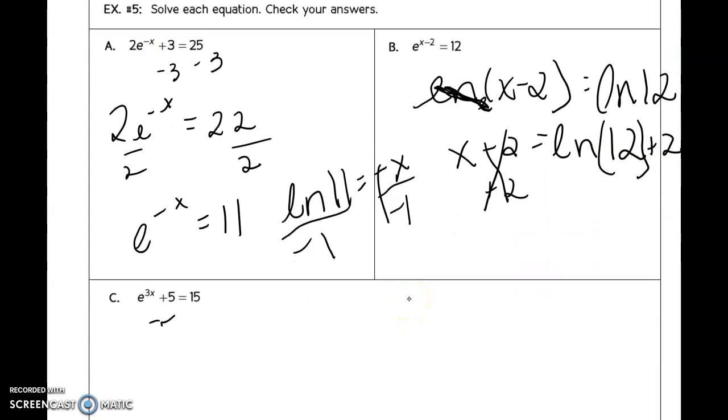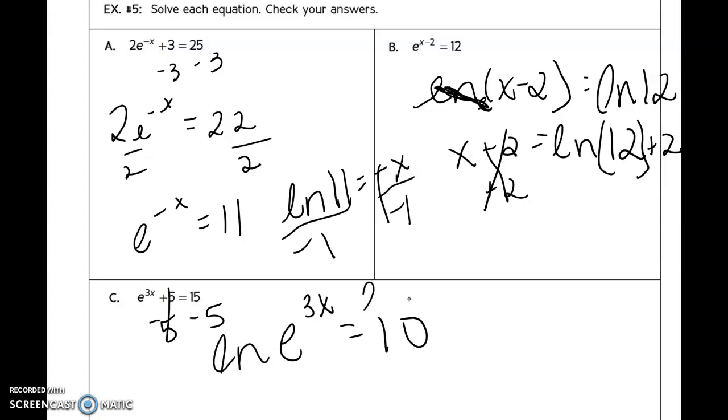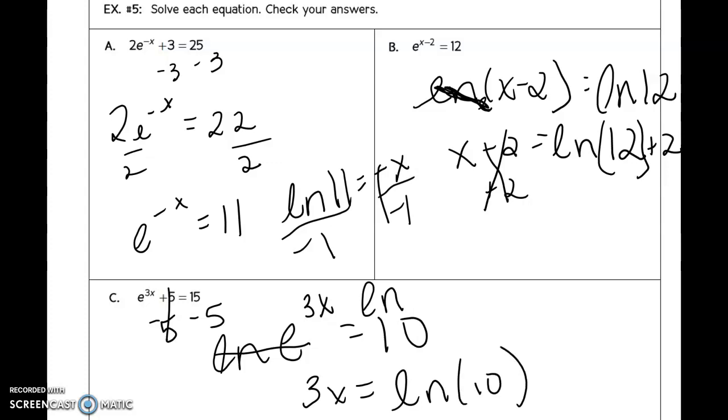Let's look at the last one. We need to subtract 5. We get e to the power of 3x equals 10. Okay, so we want to rewrite this. If I take ln on both sides, this e cancels and I'm left with 3x over here and ln of 10 here. How do I get x by itself? Hopefully you're saying divide, and that is true. Okay, so I'm out of time. I'll have to start a part 2.